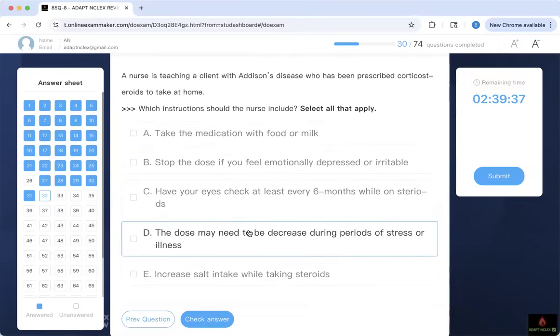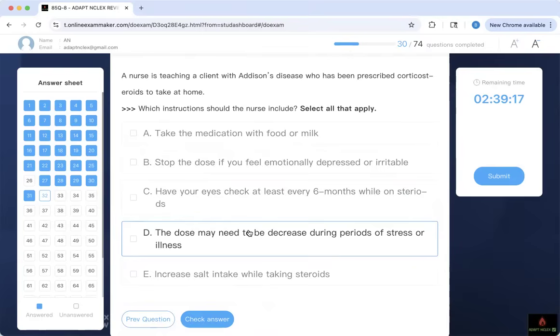And next, you're teaching a client with what? Addison disease who's been prescribed steroids to take at home. Which instructions should the nurse include? Select or apply. Steroid, steroid, steroid. You've got to know how to teach the patient because it causes problems. Take the medication with food or milk. Stop the dose if you feel emotionally depressed or irritable.